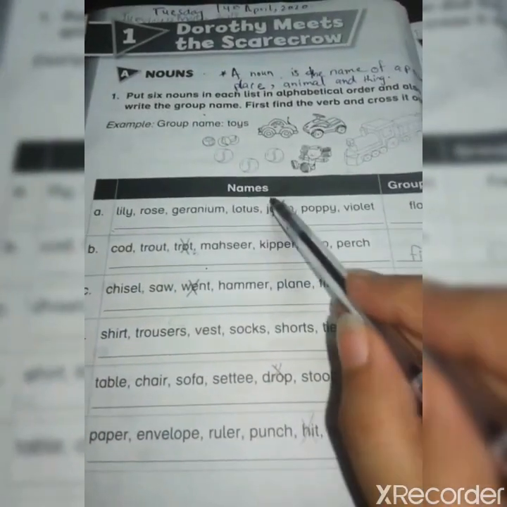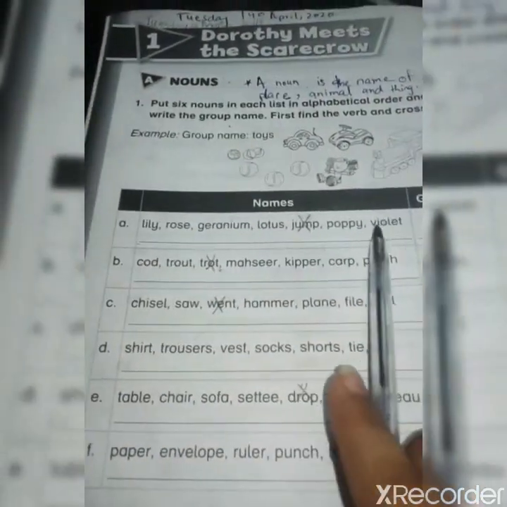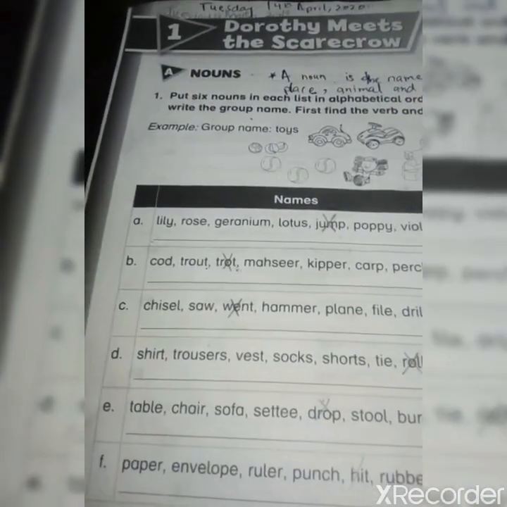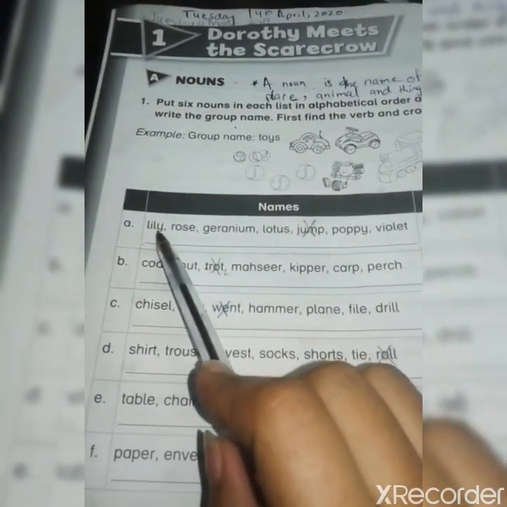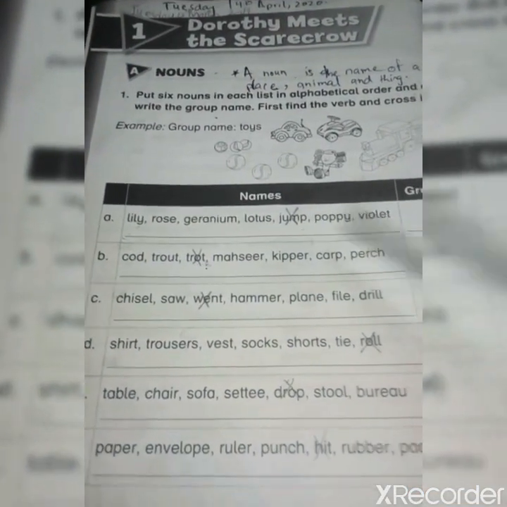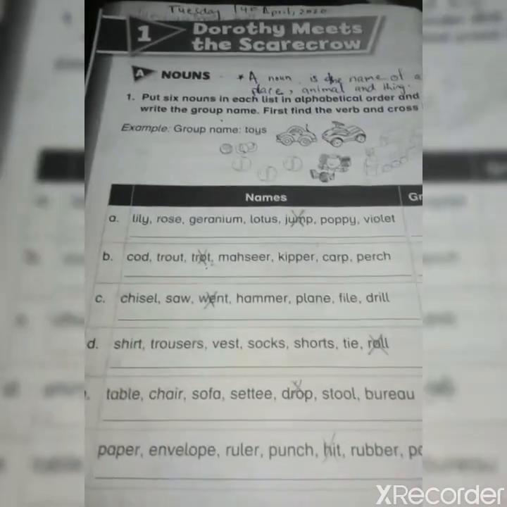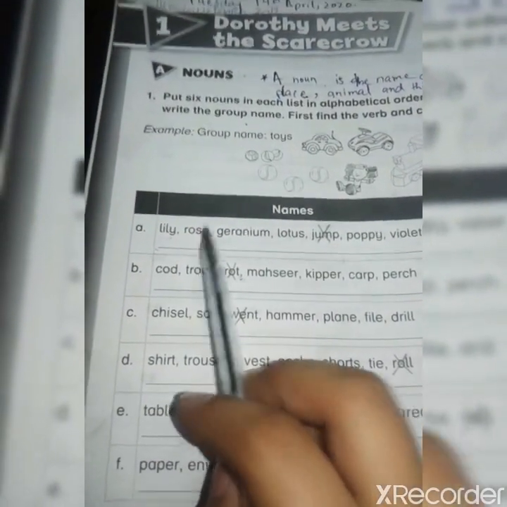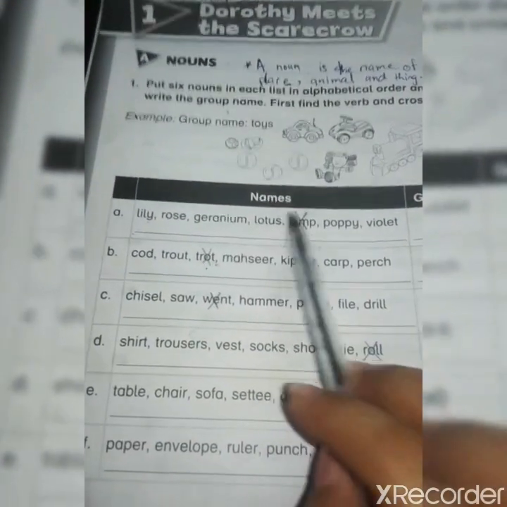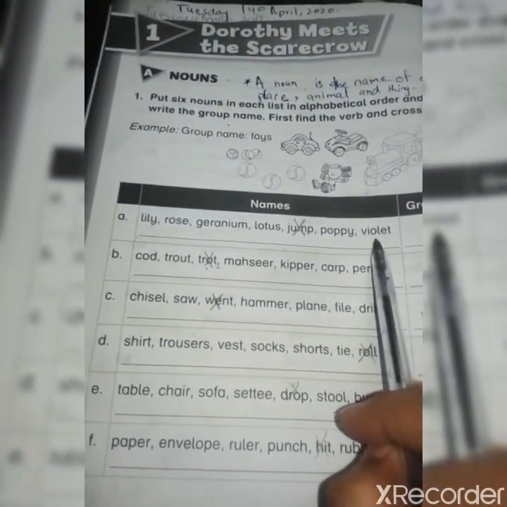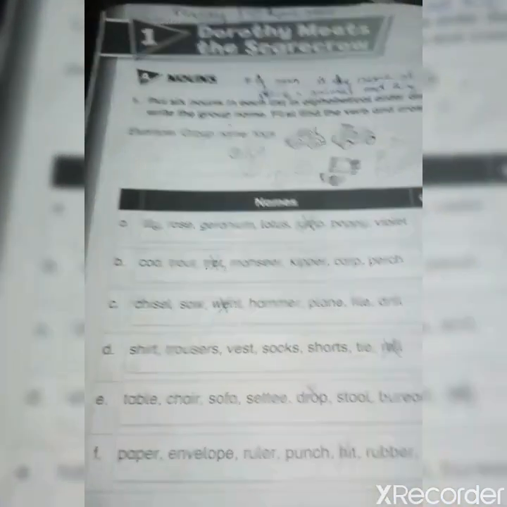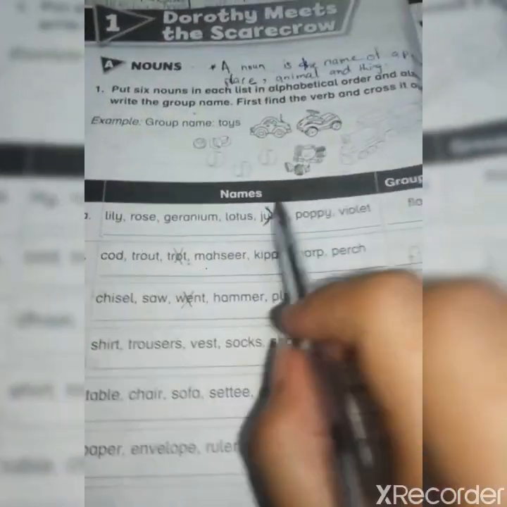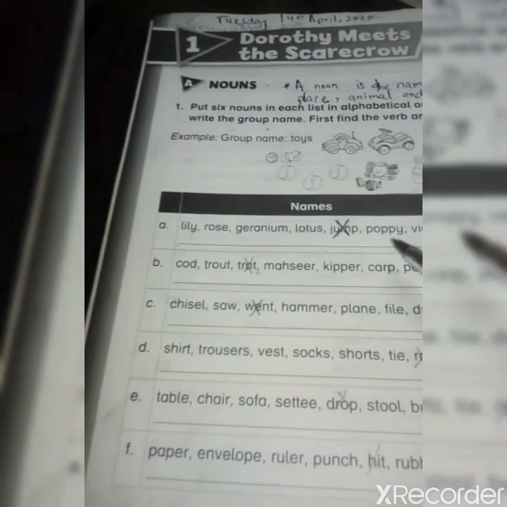Now, after crossing out the verb, you have to look at the other nouns, and by the names you can tell what thing it is. Of course, everything has a name. So by the names of these nouns, you can tell what thing it is, and which group it belongs to. For example, the first part is already done. You can have a look at this. Lily, rose, geranium, lotus, jump, puppy, and violet. Now, in this group of words, jump was the verb. It was an action. So it was not part of this group, so we crossed it out first. First, we are going to cross out all the verbs.